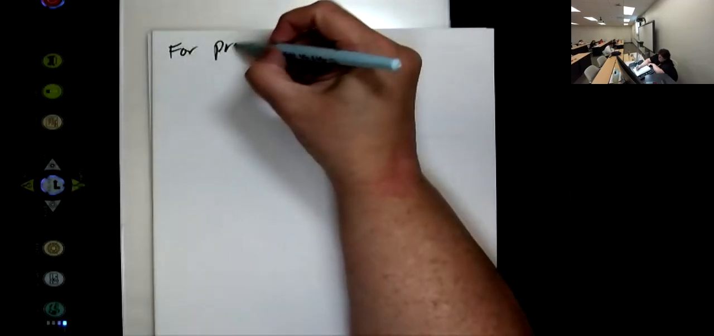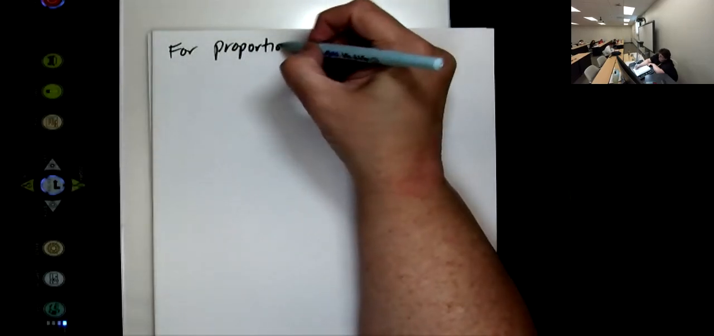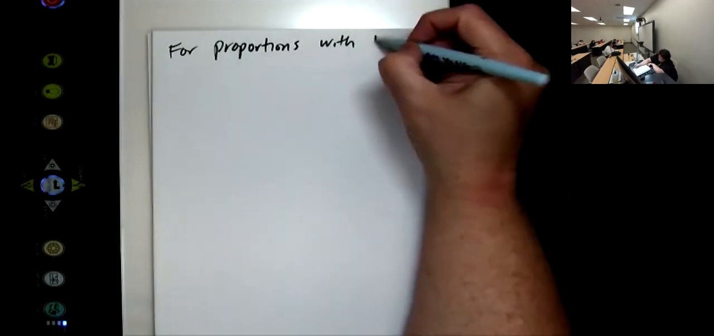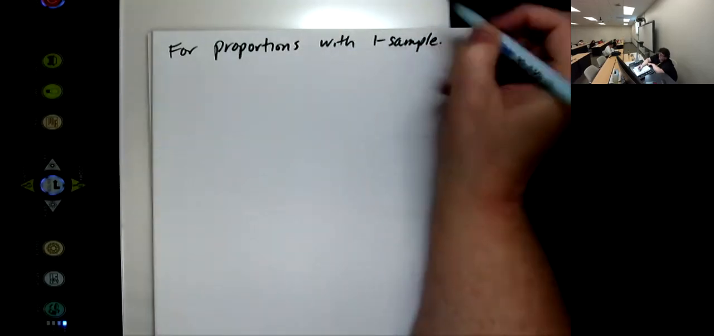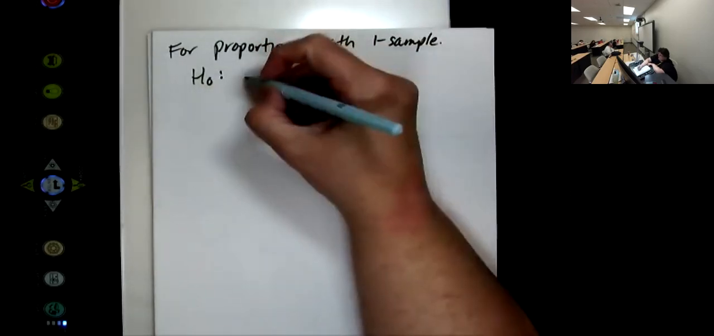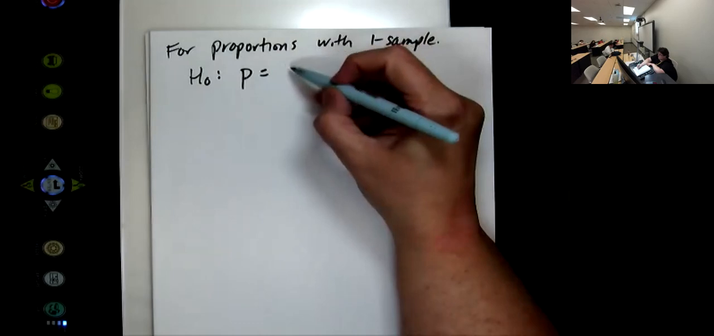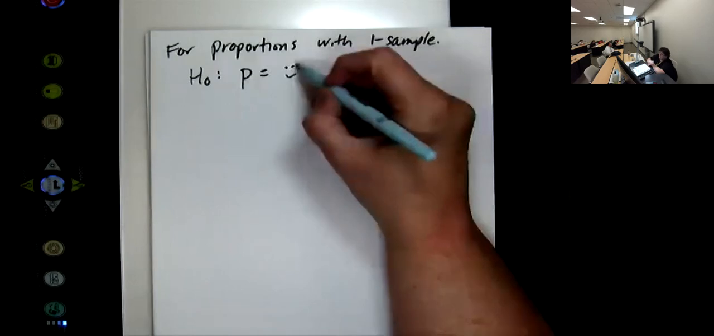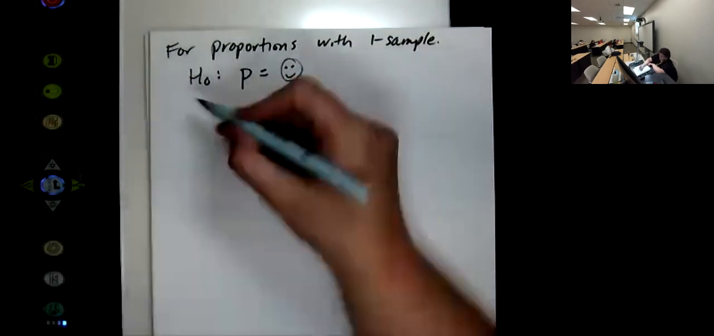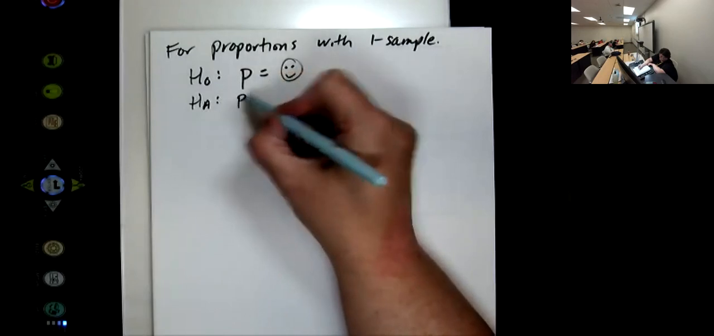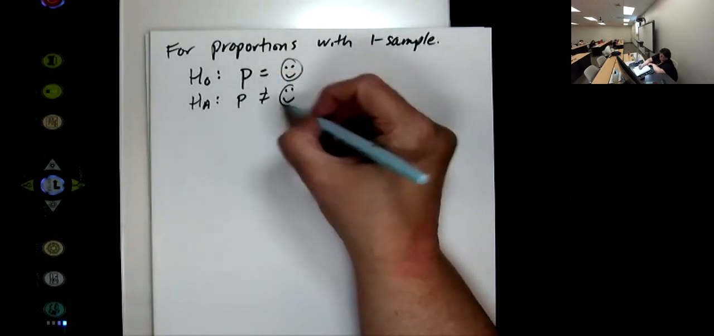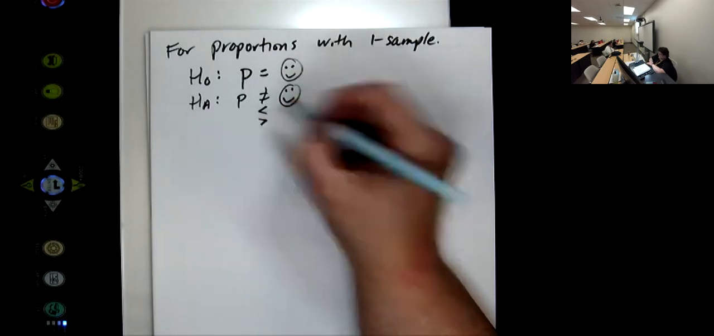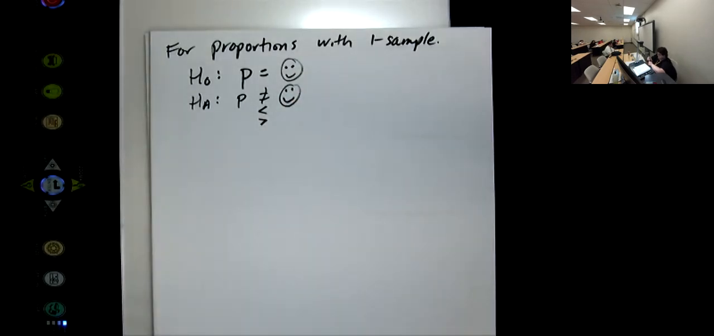4 proportions. With 1 sample. Our H naught is going to be P equals whatever, some value. Let's call it smiley face value. And HA is going to be P doesn't equal smiley face value, or it could be less than, or it could be greater than. But these two are the same value.